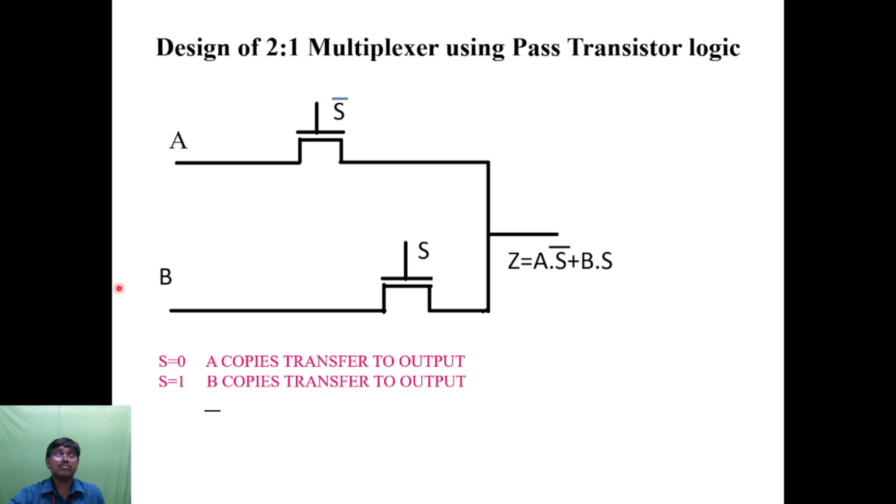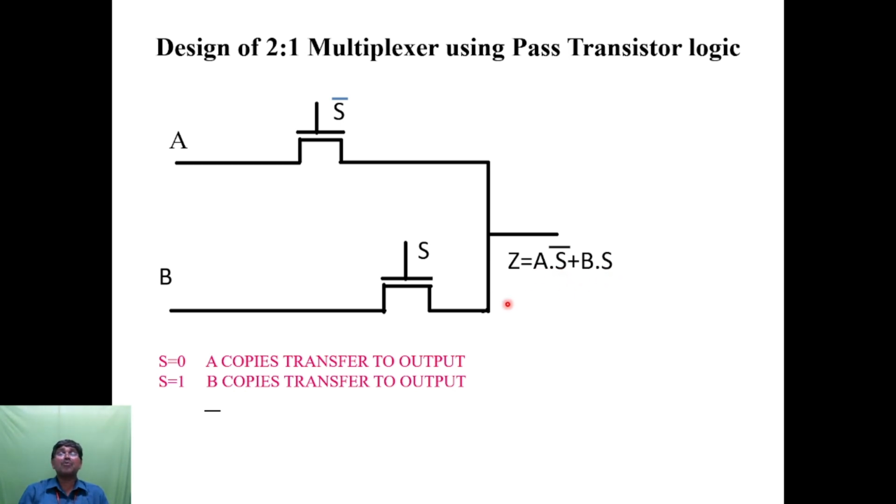Here we have the inputs A and B. There is a selection input S and S bar. When S is equal to 0, A will be selected. When S is equal to 1, B will be selected. So when S is equal to 0, A is copied and transferred to the output. When S is equal to 1, B is copied and transferred to the output. The equation is Z is equal to A dot S bar plus B dot S.